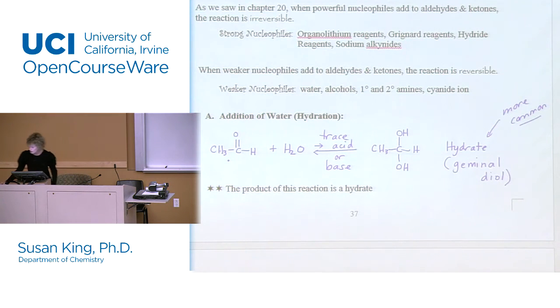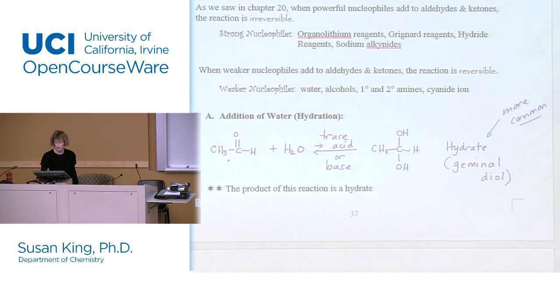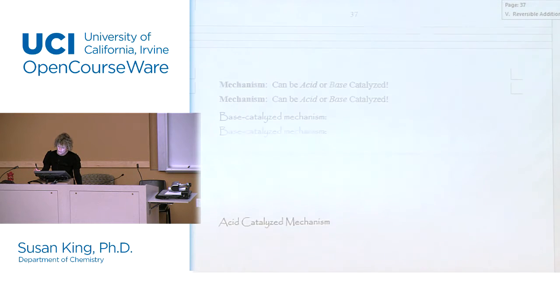So you have to work really hard to get rid of excess acid or base. You only need a trace. So this is a reaction that happens to a very small extent to the right. If you want to actually isolate the hydrate, you have to drive the equilibrium. Otherwise, you won't be able to isolate very much. This has an acid and a base catalyzed mechanism.